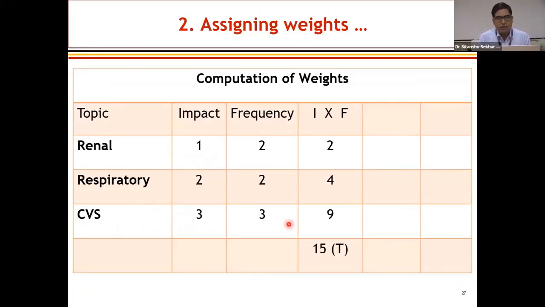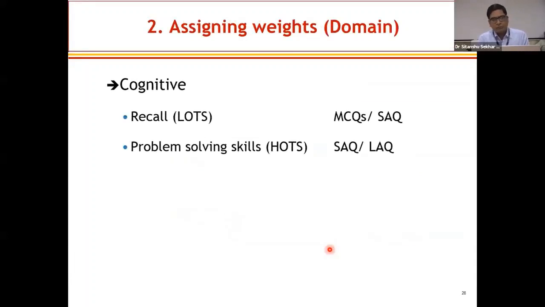Now cardiovascular system is also given the highest, 3 into 3, which is coming to 9. So you add 2 plus 4 plus 9, it comes to 15. So the total weights for these 3 subjects are given as 15. Now, just hold on to that particular thought. We'll come back to that in a subsequent slide.